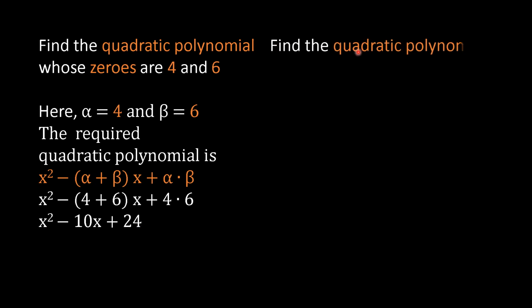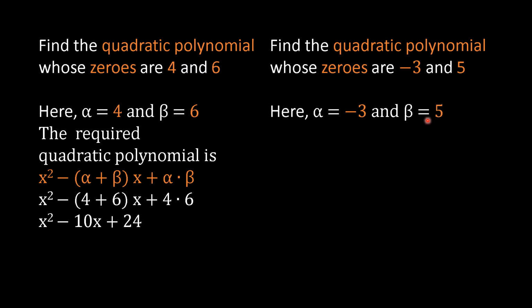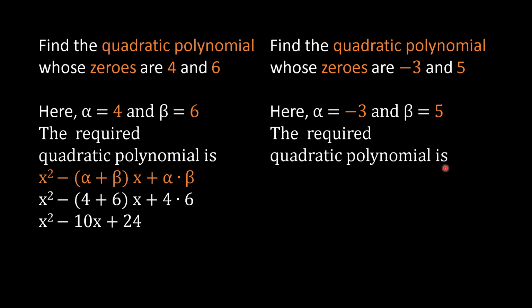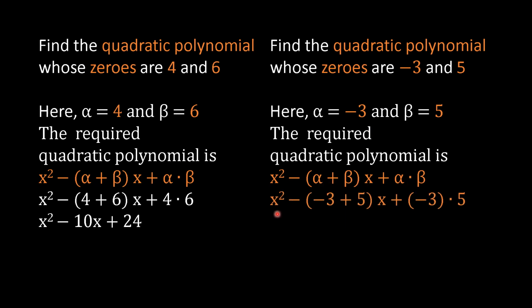Next, we have to find the quadratic polynomial whose zeros are minus 3 and 5. Here alpha is minus 3 and beta is 5. The required quadratic polynomial will be x squared minus (alpha plus beta) into x plus alpha beta. We will substitute the values of alpha and beta and write x squared minus (minus 3 plus 5) x plus minus 3 into 5. It gives us x squared minus 2x minus 15, which is the required quadratic polynomial.